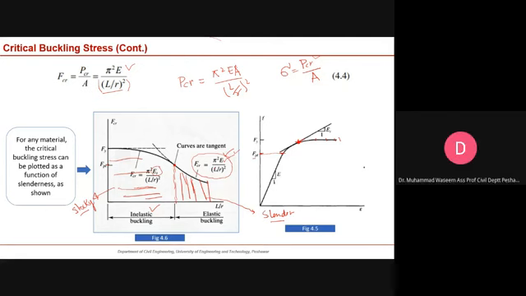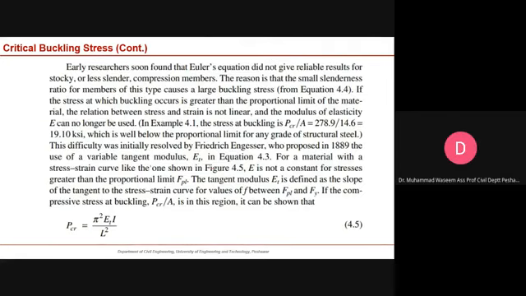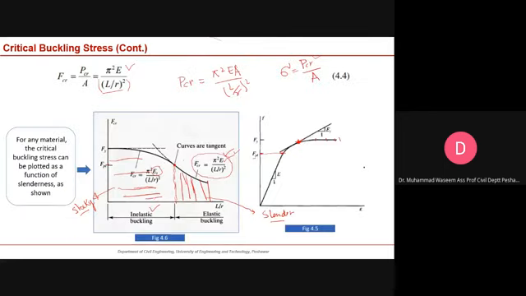Okay, now if I go back here, if you want to estimate the critical stresses using the Euler formula, let me grab my pen and change the color now. If you plot only this equation, this Euler formulation for estimation of critical stresses, it will give you this type of behavior.